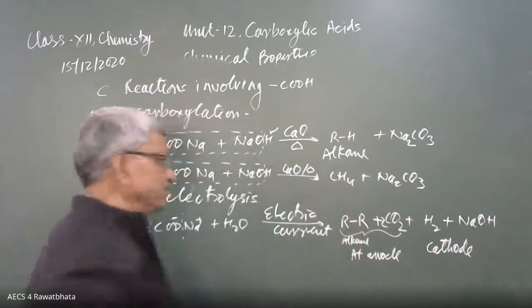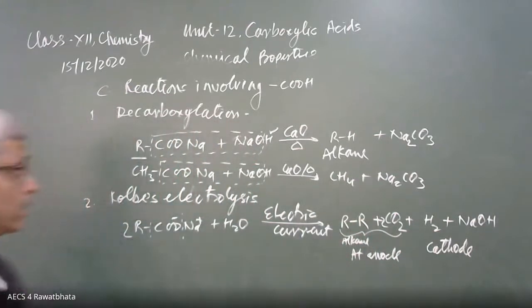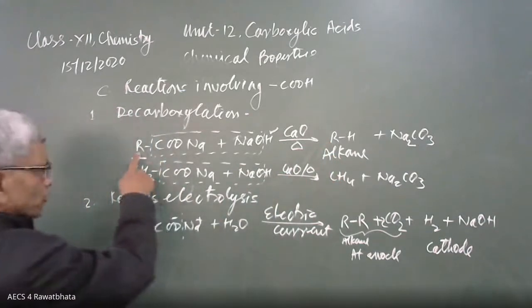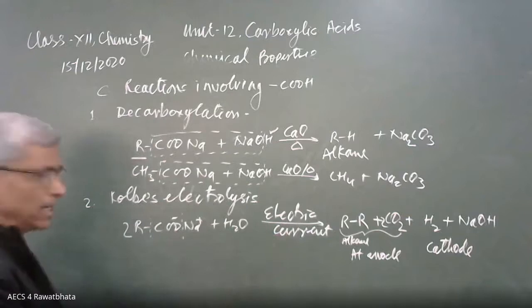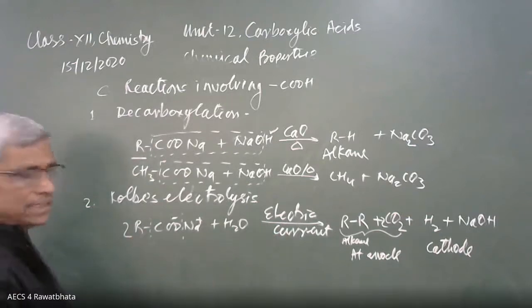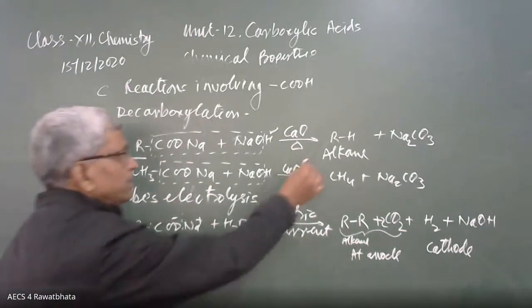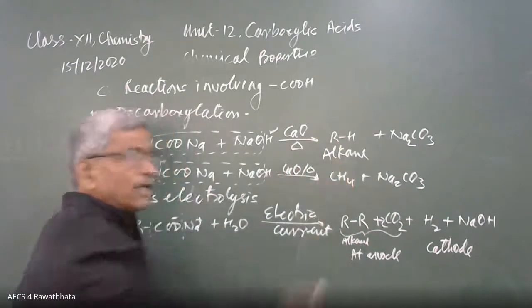And this R-R is an alkane. In both cases, decarboxylation and Kolbe's electrolysis, we are going to get an alkane, and there is a small difference. Here the number of carbon atoms is decided by the alkyl group. Here also the number of carbons is decided by the alkyl group, but it becomes twice the carbon atoms in this alkyl group. Here the carbon count is similar to the alkyl group.